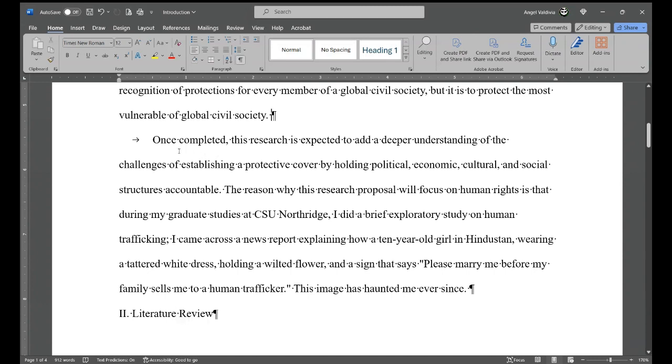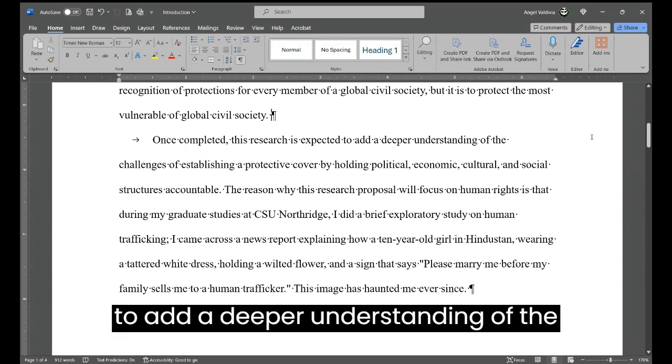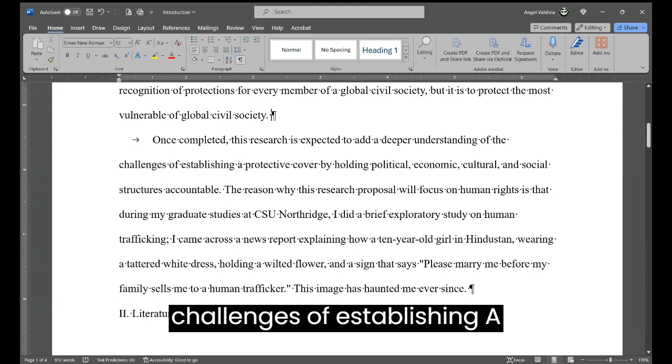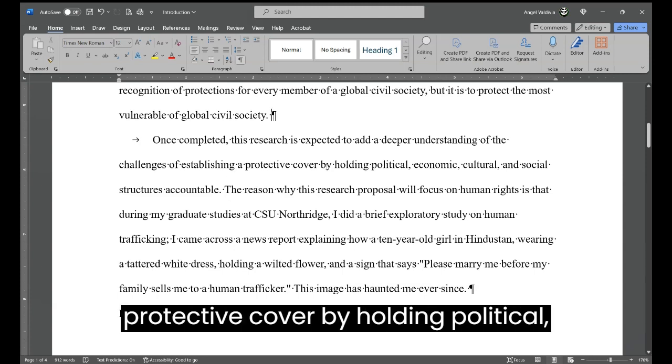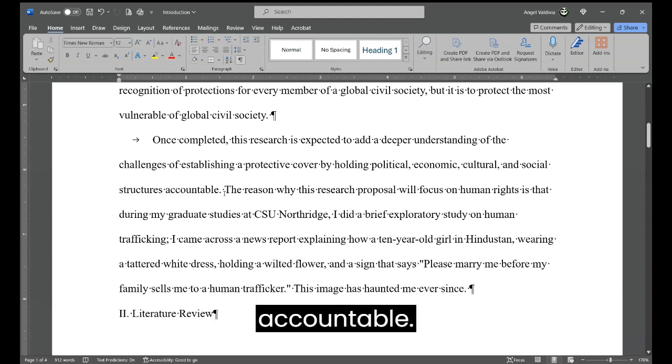So then I wrote, once completed, this research is expected to add a deeper understanding of the challenges of establishing a protective cover by holding political, economic, cultural, and social structures accountable. Right.